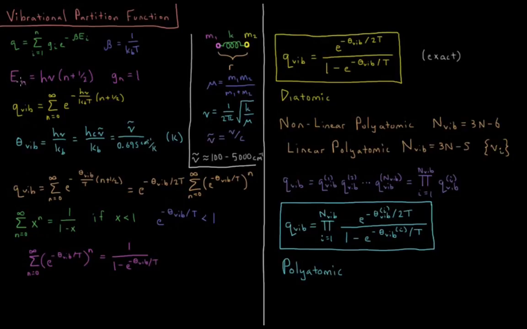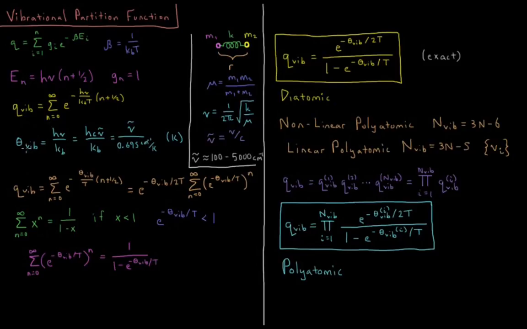All right, so the energy levels that come out of quantum mechanics, which you can look at in the harmonic oscillator playlist if you prefer, depend on a quantum number n, and they're equal to Planck's constant times our vibrational frequency times the quantum number n plus 1/2. So n is a quantum number that starts at 0 and goes up to infinity, and the degeneracy of each energy level is 1. So our vibrational partition function is a sum from n equals 0 to infinity of e to the minus h nu over kT times n plus 1/2, putting in our Boltzmann factor up there.